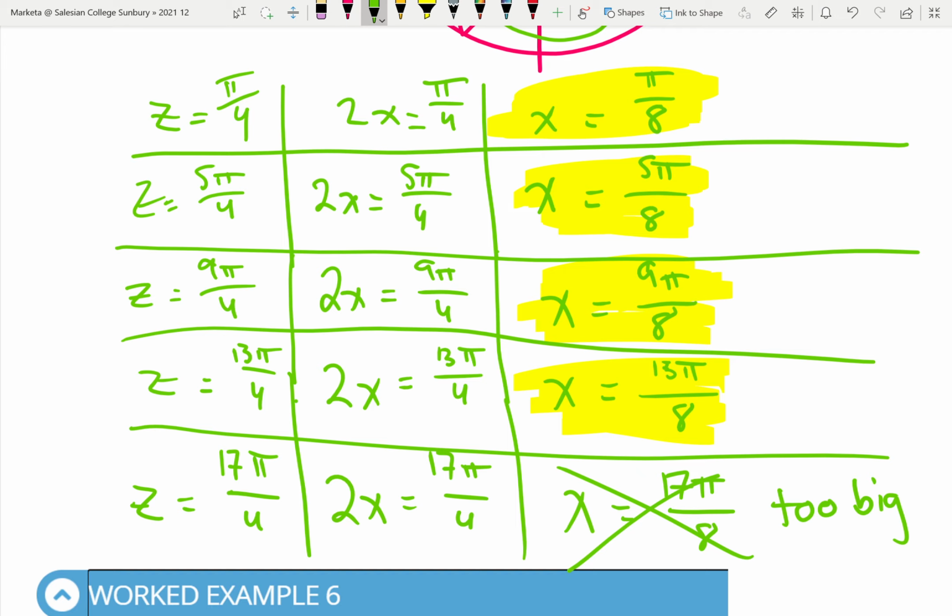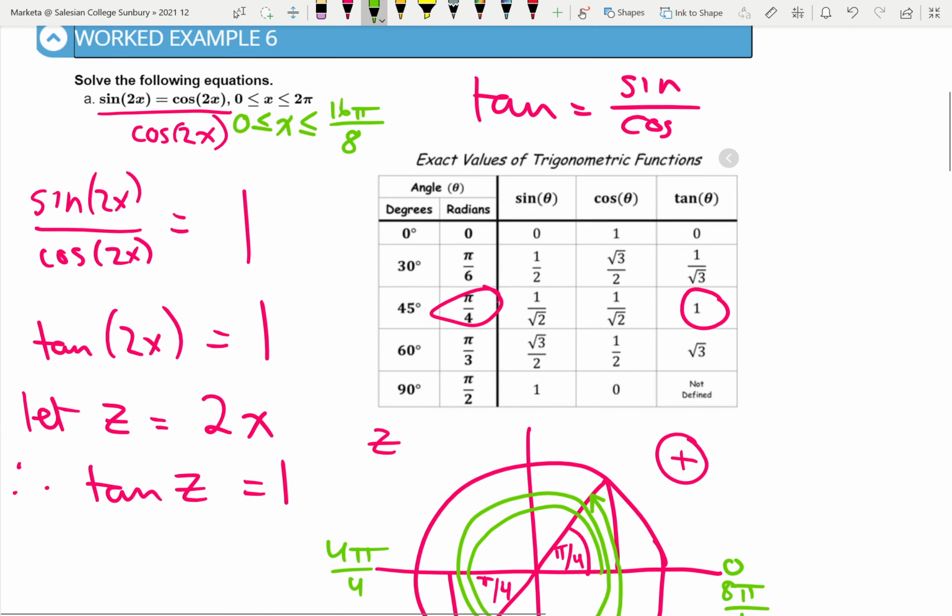So there's all our solutions for the first one, and the big idea there is that tan is sine over cos. So if you didn't identify that you had to divide by cos on both sides, you wouldn't have been able to do that question. Really an important identity there.